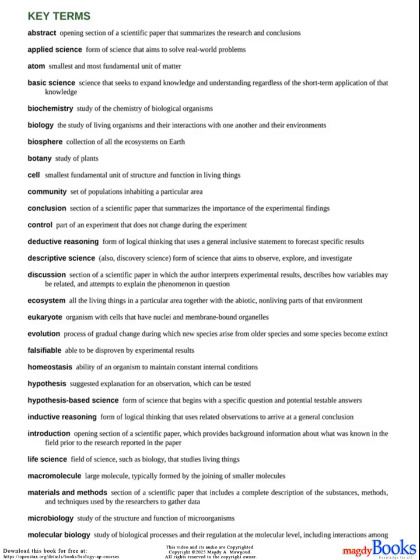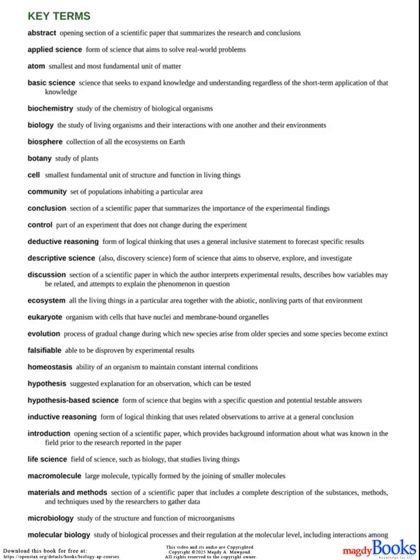10. Community. Set of populations inhabiting a particular area. 11. Conclusion. Section of a scientific paper that summarizes the importance of the experimental findings. 12. Control. Part of an experiment that does not change during the experiment. 13. Deductive reasoning. Form of logical thinking that uses a general inclusive statement to forecast specific results.